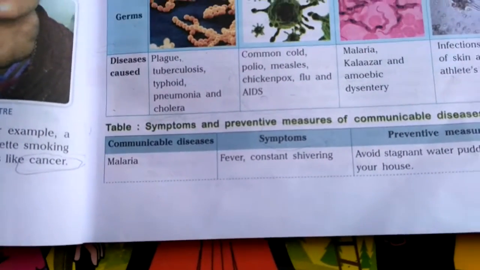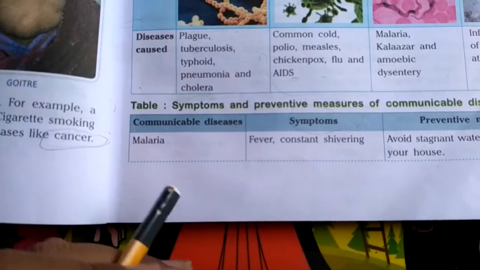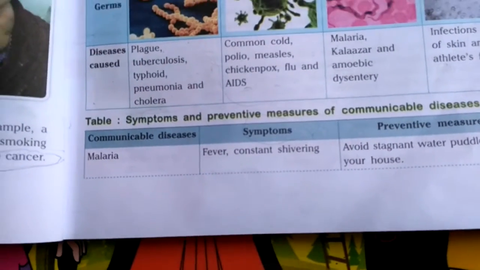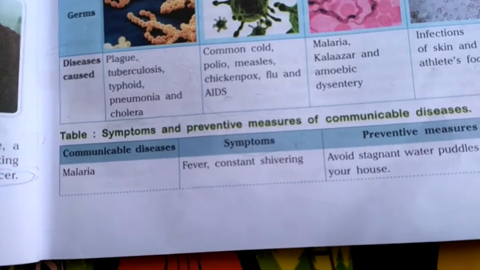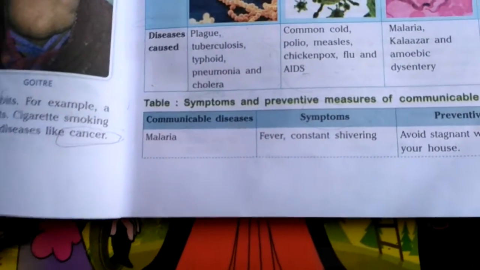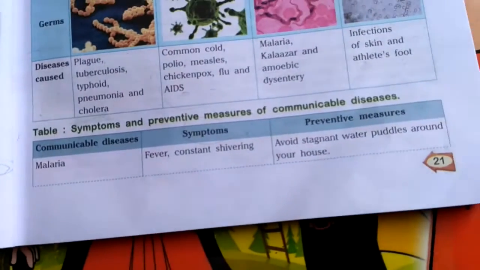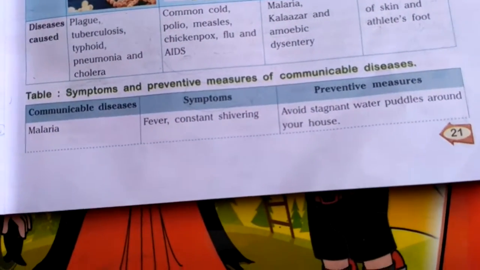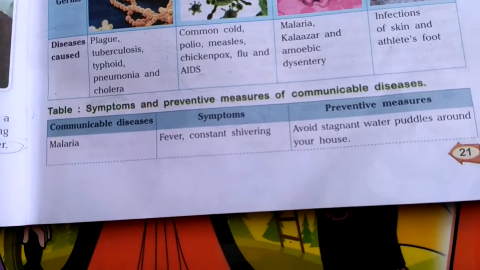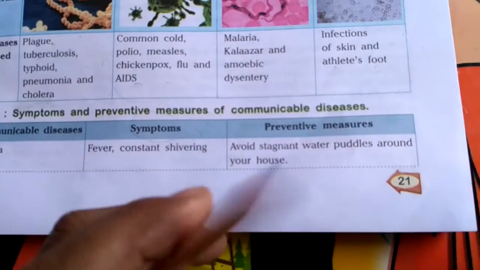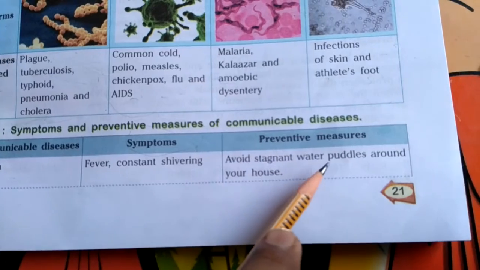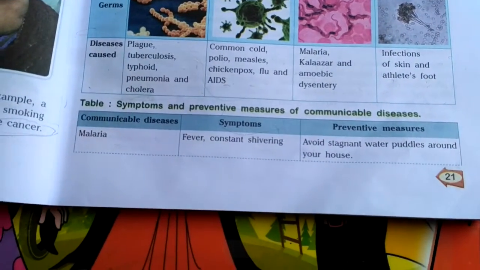Because malaria is caused by a mosquito, okay, the mosquito that causes malaria. And mosquitoes breed in stagnant, collected water. If water collects anywhere for a few days, then these mosquitoes will start breeding there. So the preventive measure is that we should not let water collect anywhere, in any container or any place. Okay, so that's one preventive measure which we should follow, that we should avoid stagnant water puddles around our house. So it was about malaria.